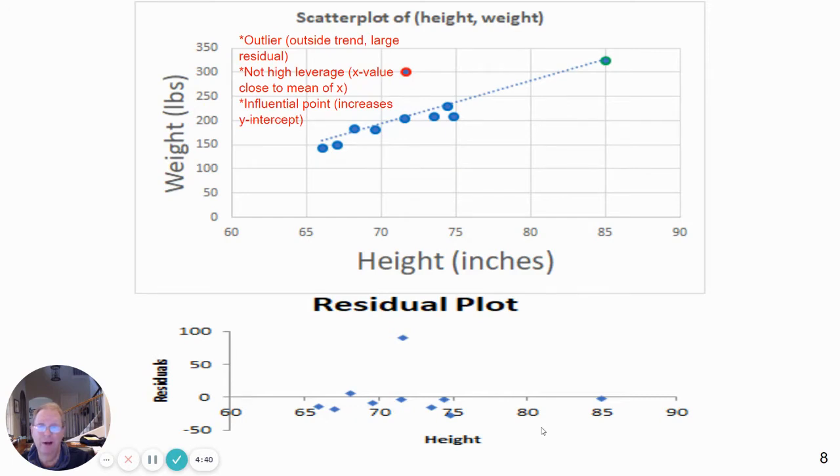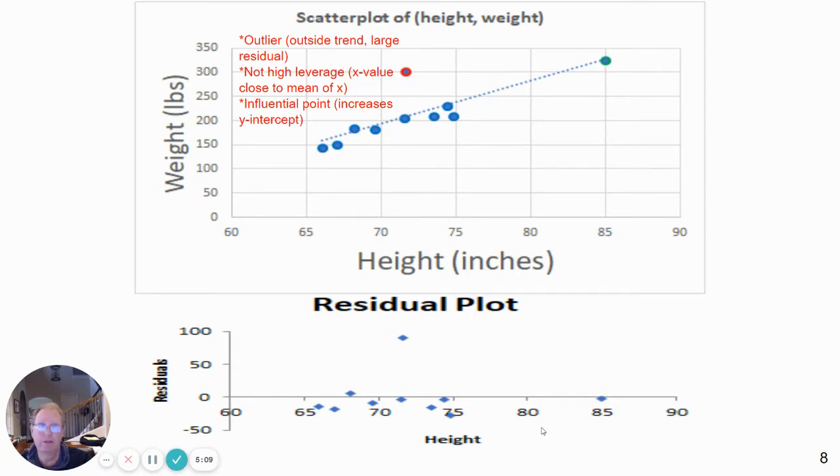Well, it is an outlier because it has a large residual and is outside the trend. It is not a high leverage point because the x value is close to the mean of the x's. And it is an influential point because its presence tends to increase the y-intercept, and also its presence tends to decrease the correlation coefficient.